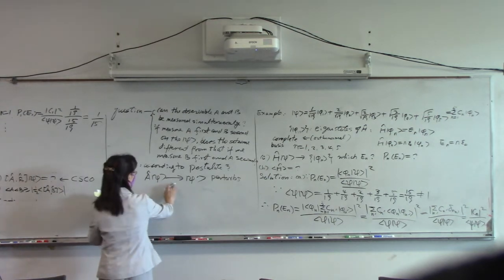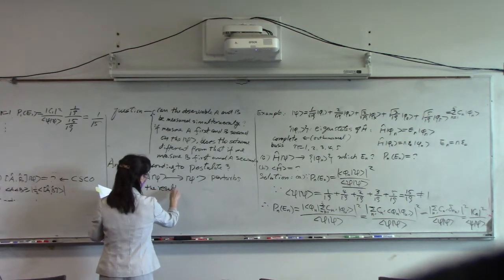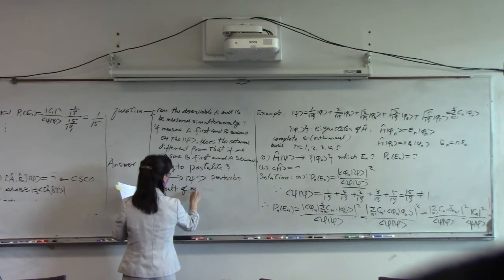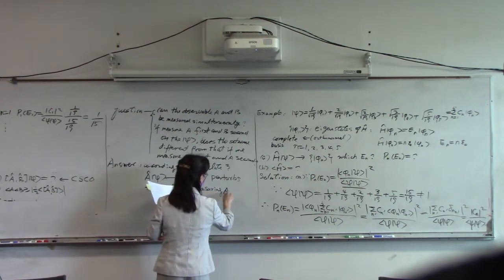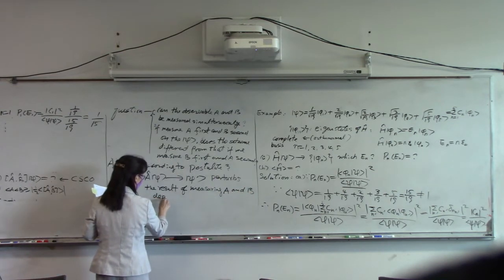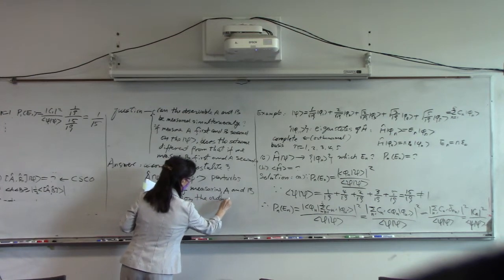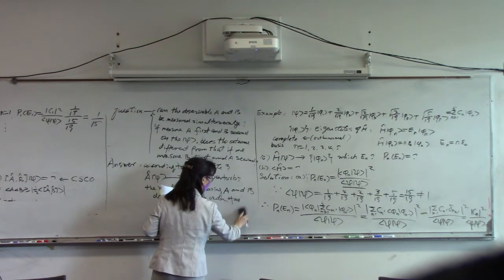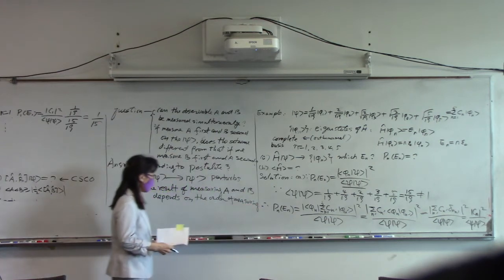So that is because of this. The outcome, the result of the measurement of A and B, will depend on the order of measurement. That is the answer.